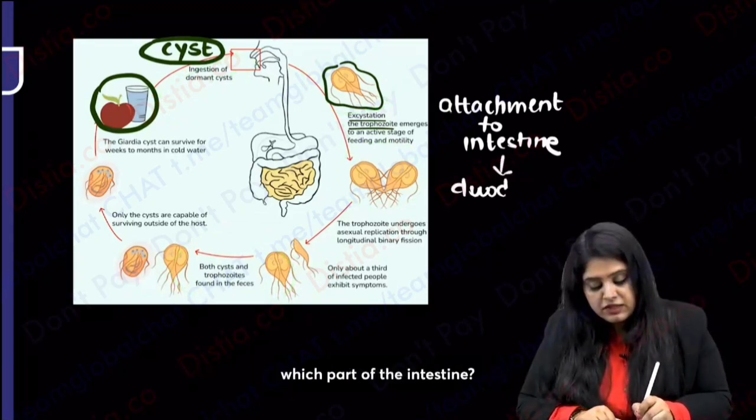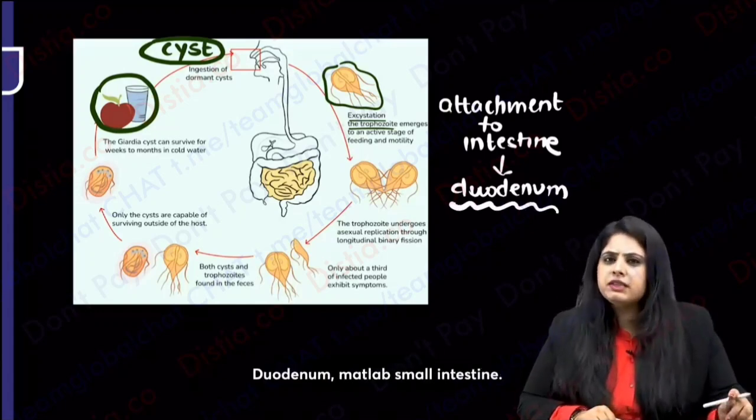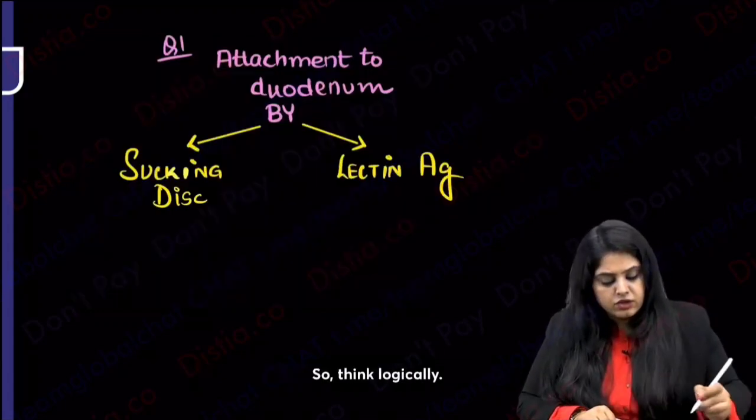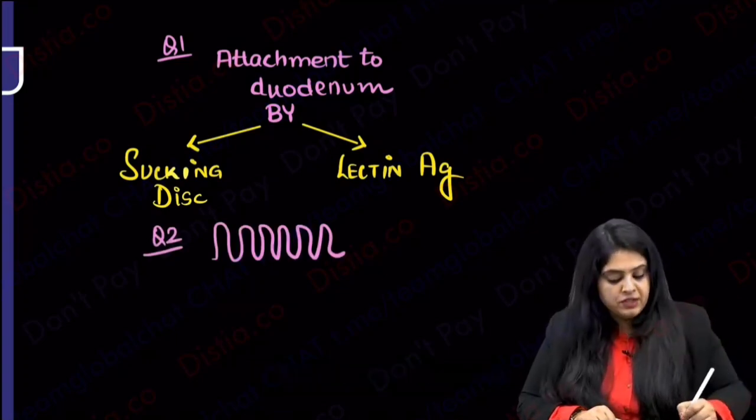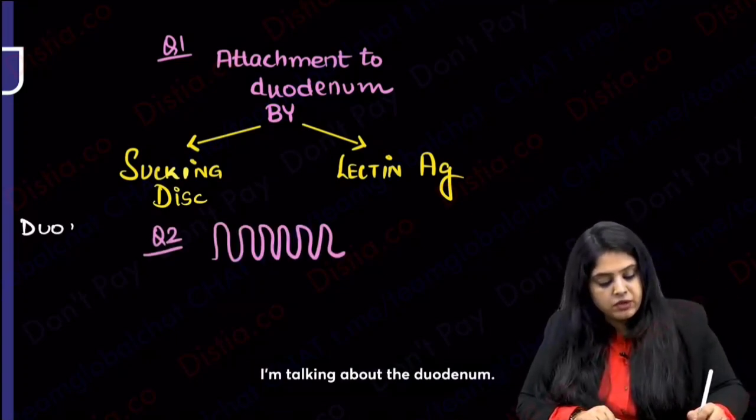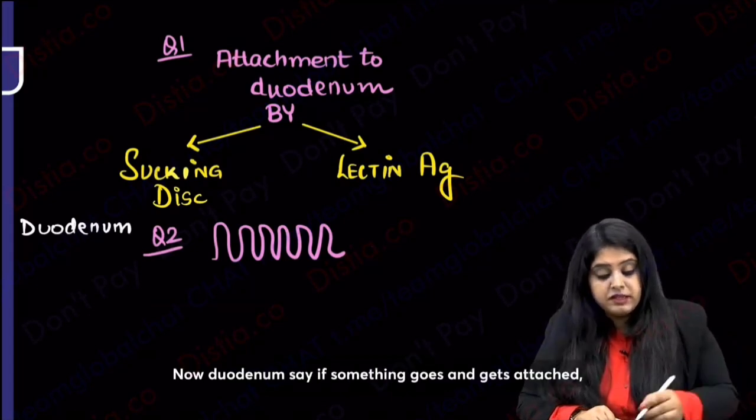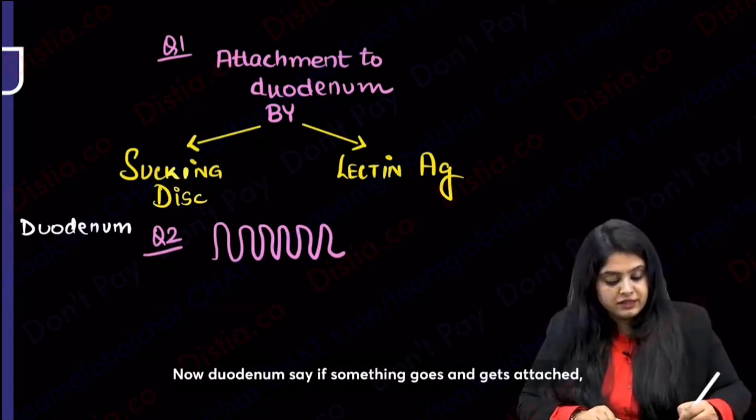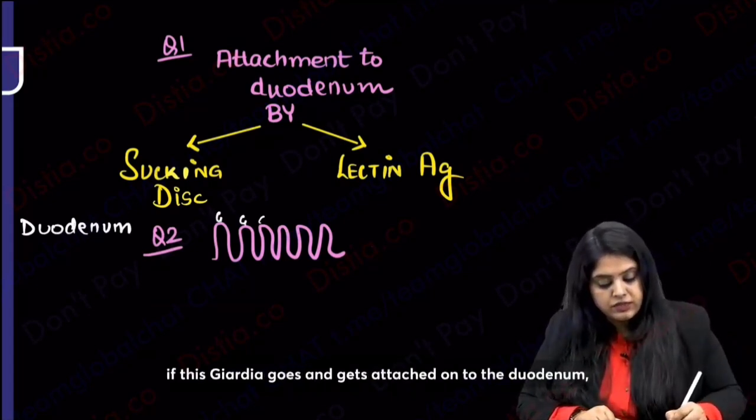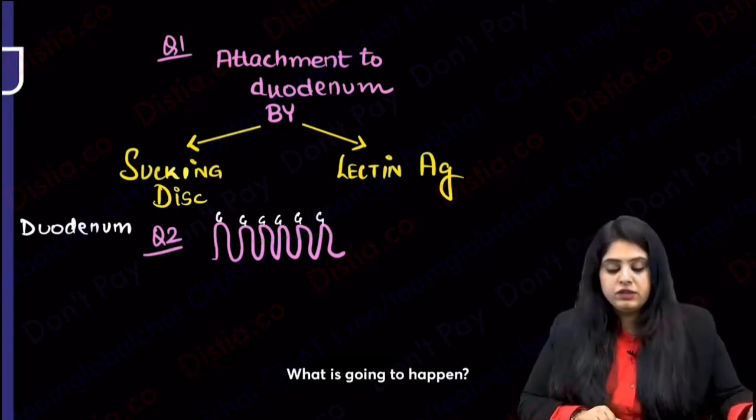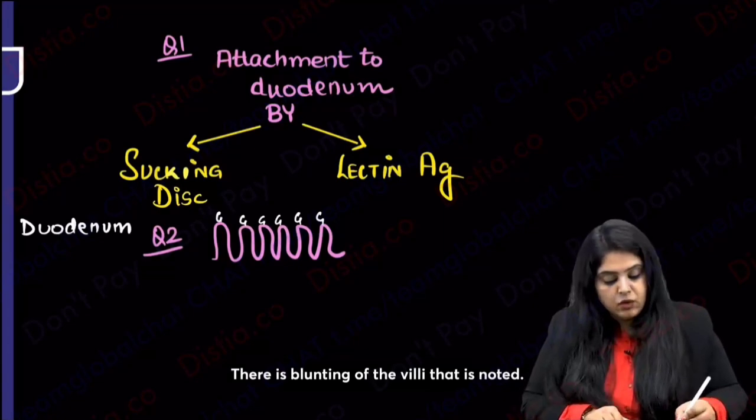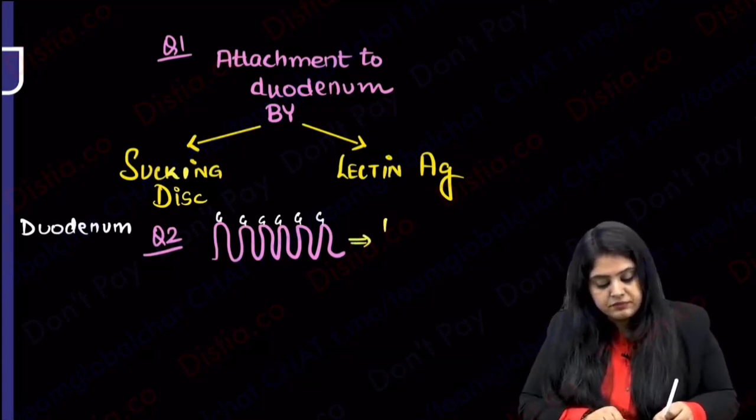Which part of the intestine? Duodenum of the intestine. I will ask you, what is it going to cause? Duodenum means small intestine, right? So think logically. If I'm talking about the small intestine, it means it has villi. So first I'll write over here that I'm talking about the duodenum. Now say if this Giardia goes and gets attached onto the duodenum, you will say it will destroy these villi. What is going to happen? There is blunting of the villi that is noted. Please note, this results in blunting.